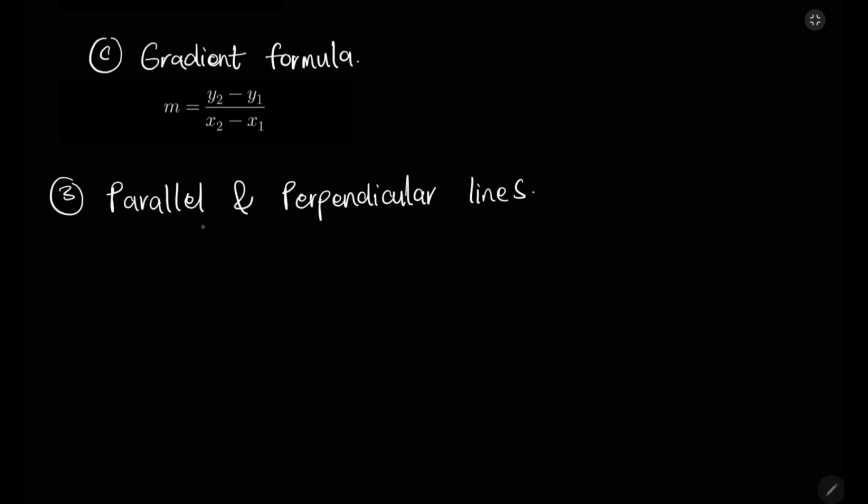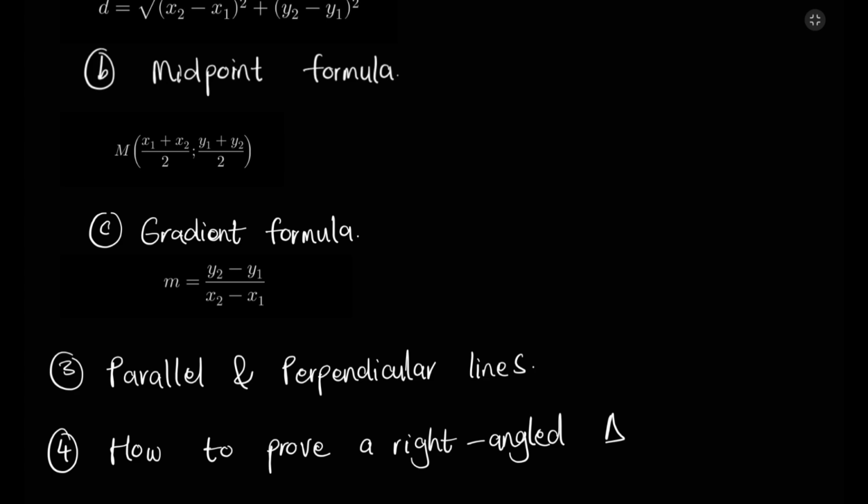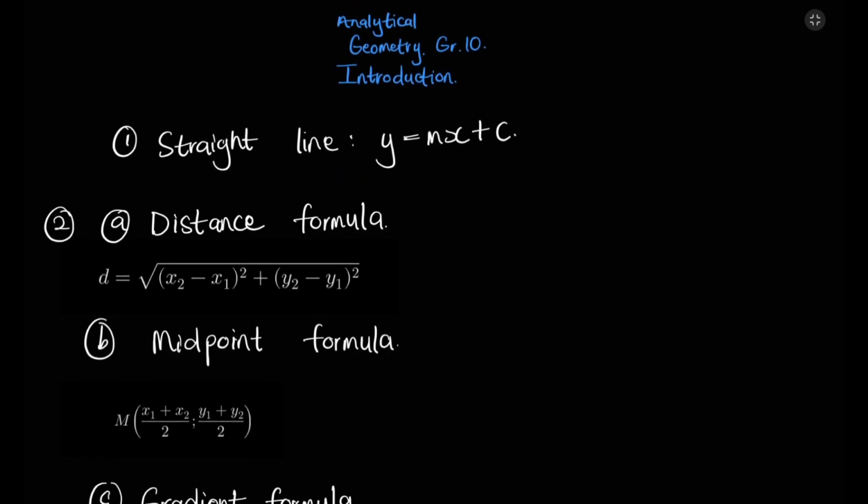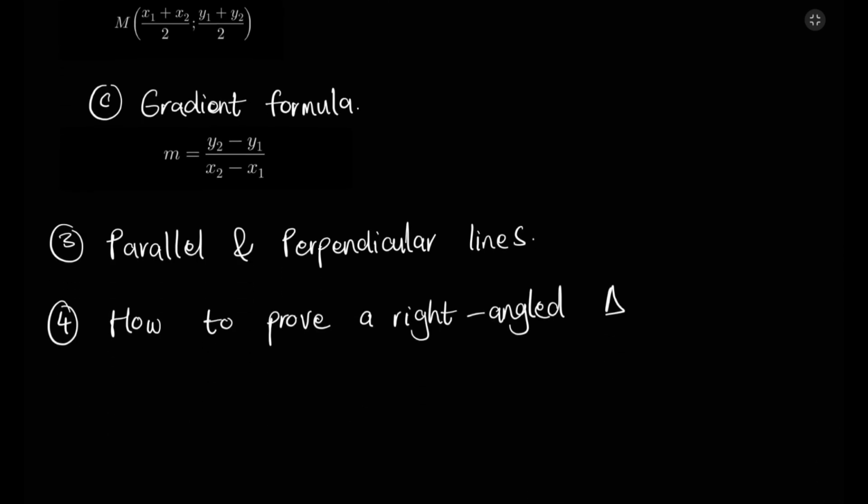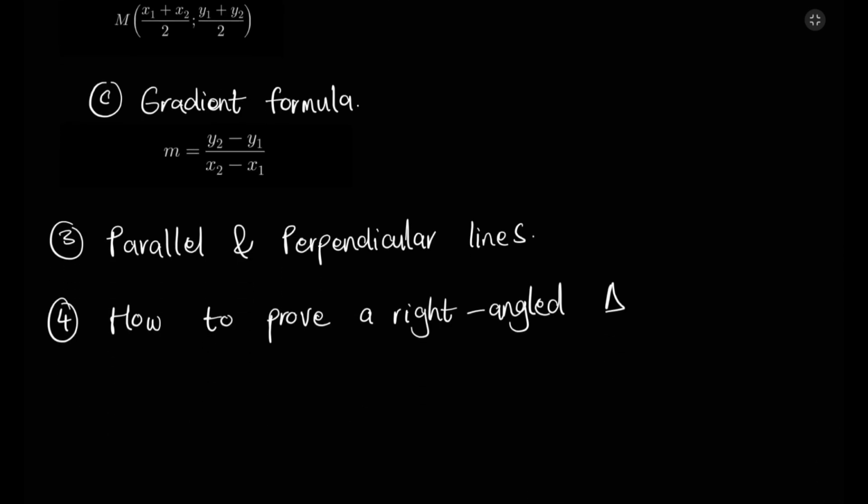parallel lines. So I'll explain what parallel and perpendicular lines are in the next few videos. Number 4, you'll have questions that basically ask you to prove a right angle triangle. So all these 4 things will be presented to you in your exams, and when I start my videos, you'll learn the distance formula, how to substitute and how to find the distance of different lines. You'll learn the midpoint formula. Then gradient formula is about slopes. It shows you how your line is. We also have parallel and perpendicular lines, and lastly, how to prove a right angle triangle.